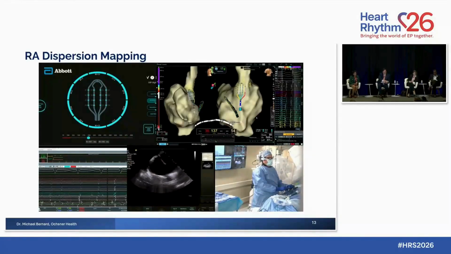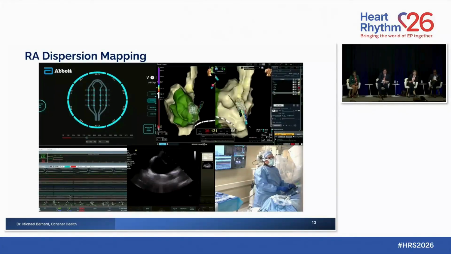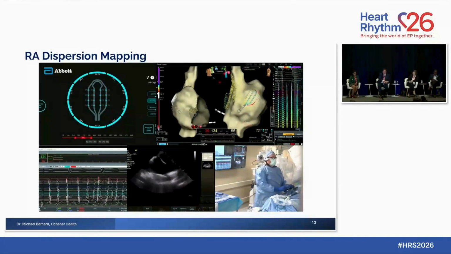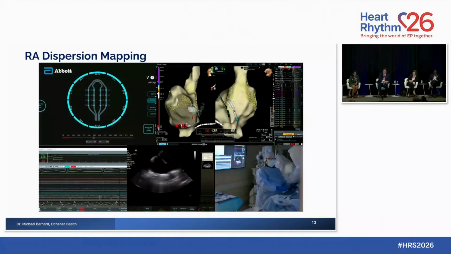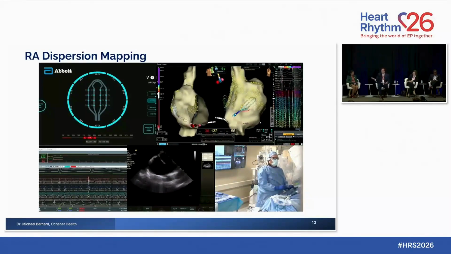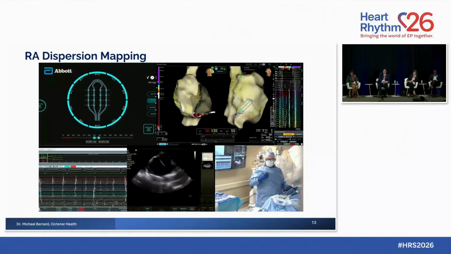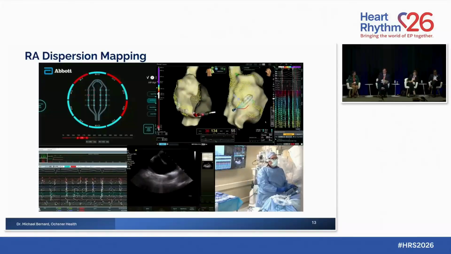And then I went ahead, I'll go to the next one. Then we went ahead and mapped the right atrium. We did have some tags in the right atrium. Again, there are only 2 or 3 compared to what we had in the left atrium. Once we completed mapping the right atrium, we went back to the left atrium to go ahead and start our ablation.